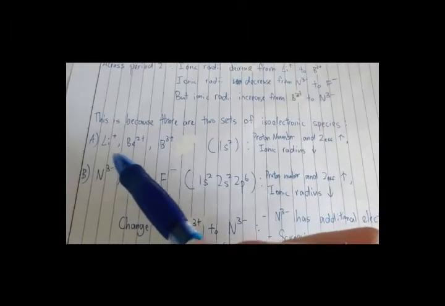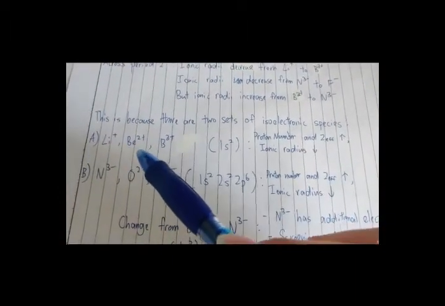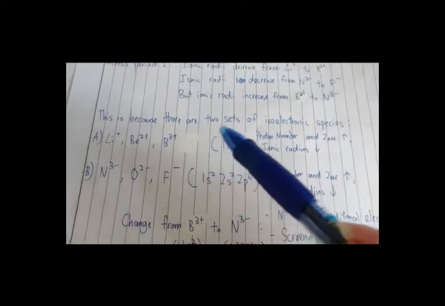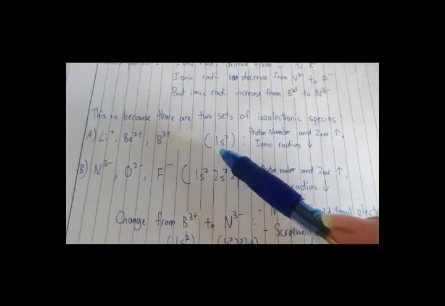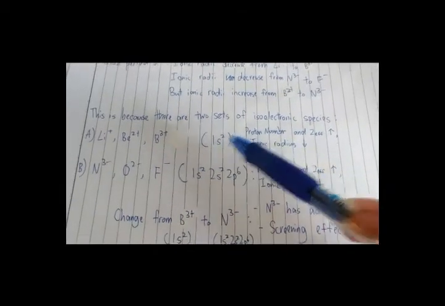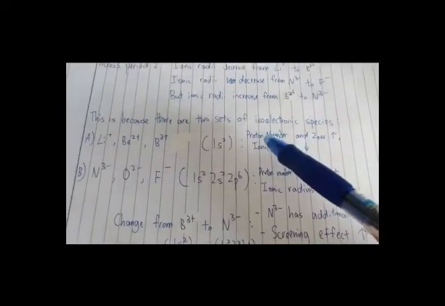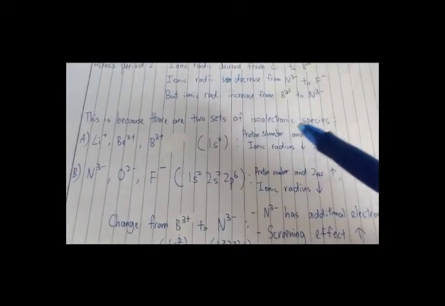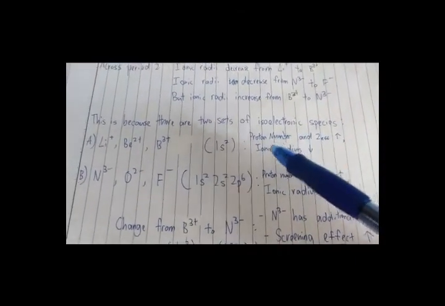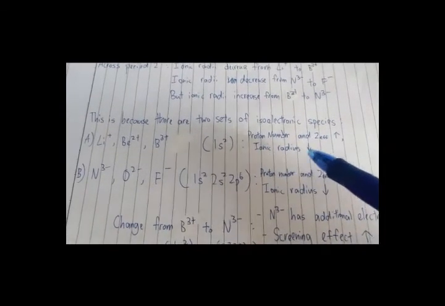The first set consists of lithium plus ion, beryllium 2 plus ion, and boron 3 plus ion. These ions are isoelectronic because they share the same electronic configuration of 1s2. So when moving across the period, the proton number will increase and the effective nuclear charge will increase. Thus, the electrons are pulled closer towards the nucleus and the ionic radius will decrease.